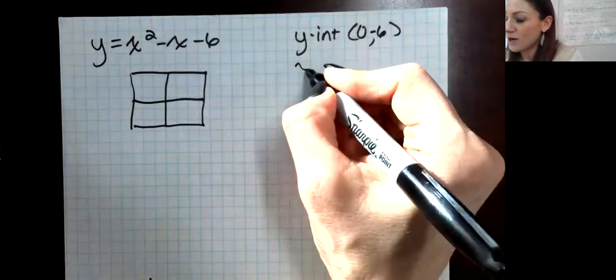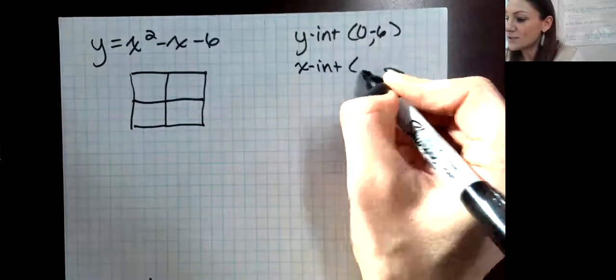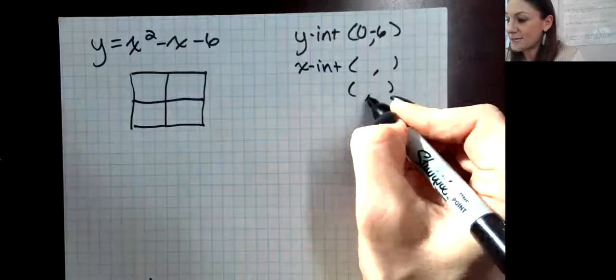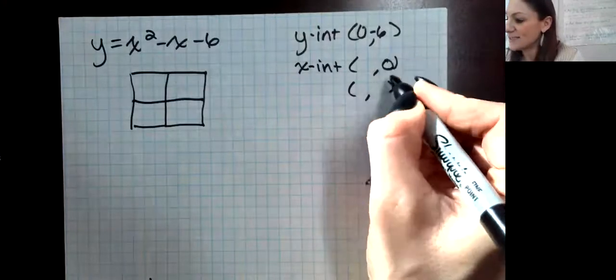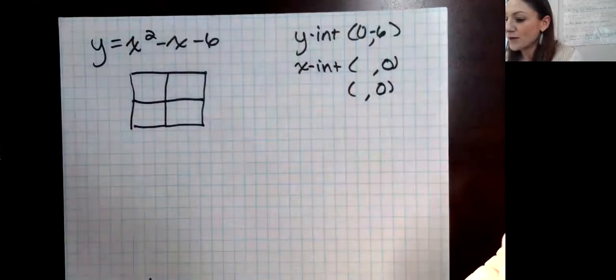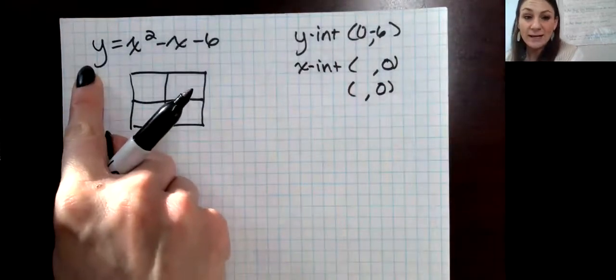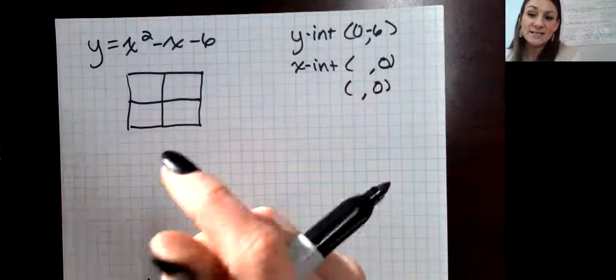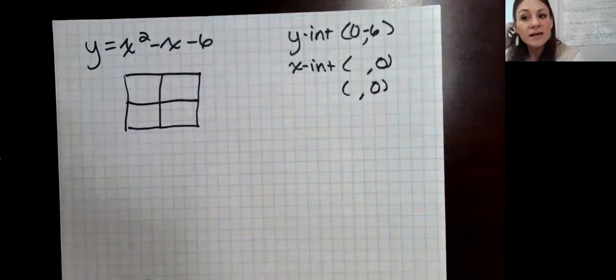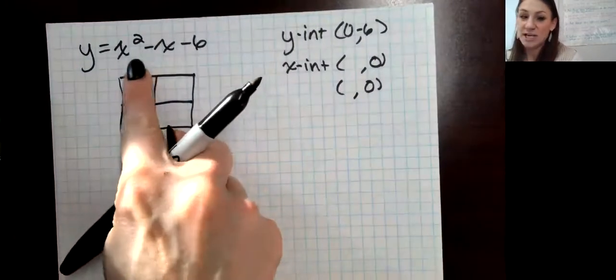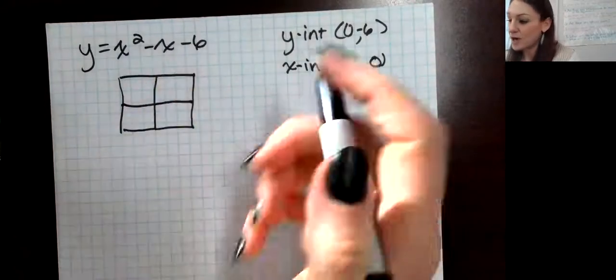Now we want to find our x-intercepts. What's true about all x-intercepts? The y value is always 0. So we are going to put 0 in for y. That's going to allow us to use the zero product property. In order to do that, this has to be changed from a sum to a product.